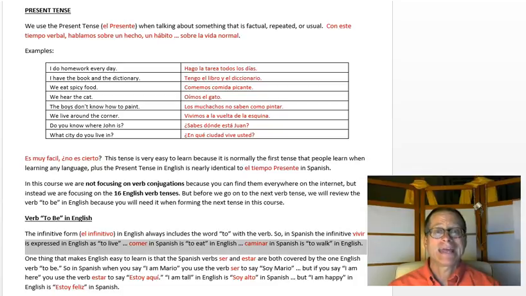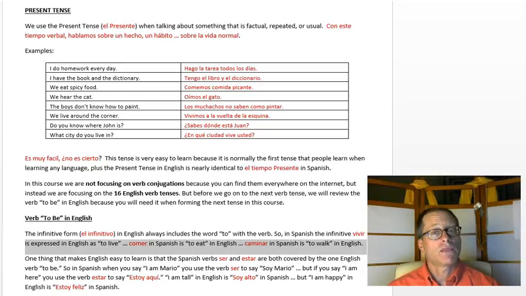I have the book and the dictionary. Tengo el libro y el diccionario. We eat spicy food. Comemos comida picante. We hear the cat. Oímos el gato. The boys don't know how to paint. Los muchachos no saben cómo pintar.